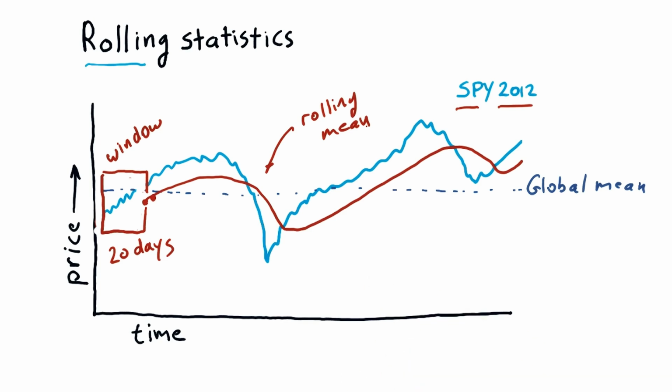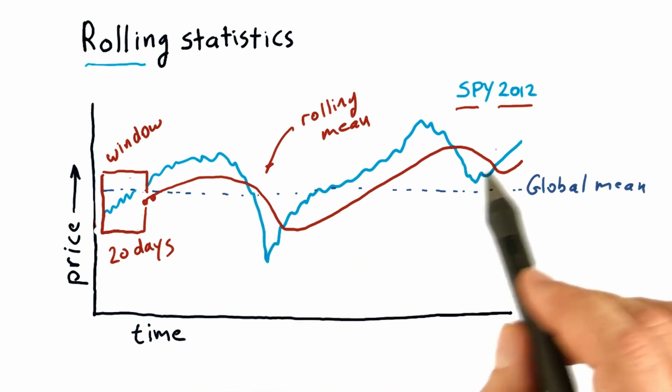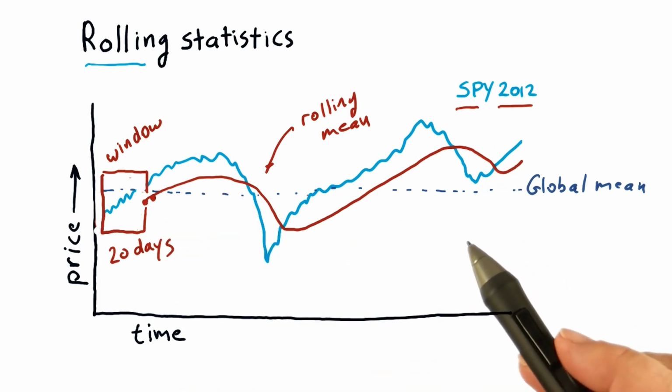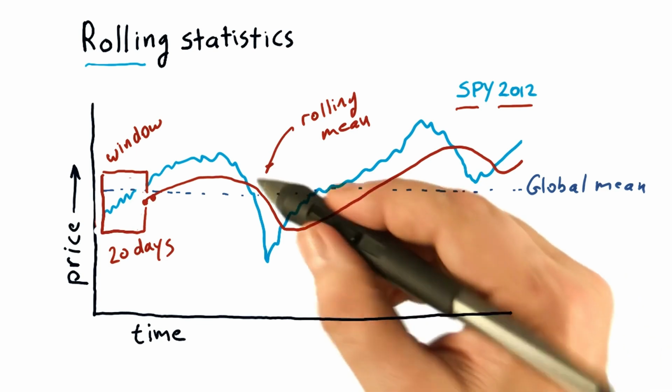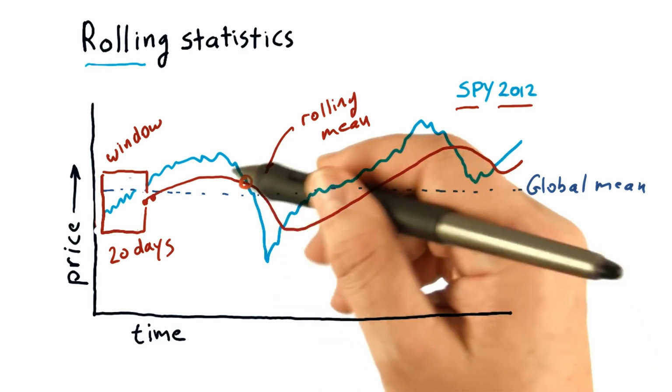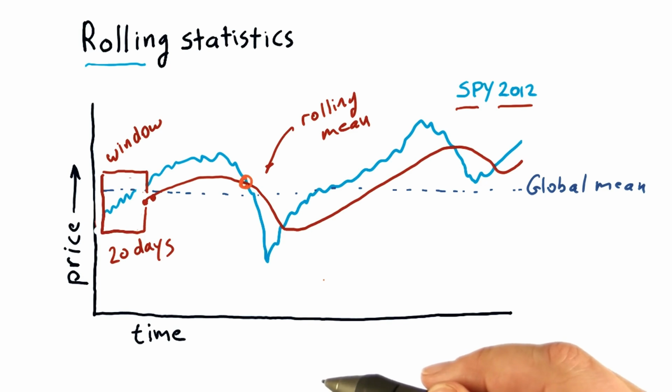In a lesson in the next mini course, we're going to spend a lot of time talking about technical indicators. And this is actually one of them, this rolling mean. It's called, by technical analysts, a simple moving average. And one thing they look at is places where the price crosses through the rolling average.